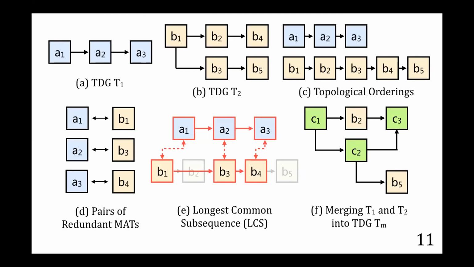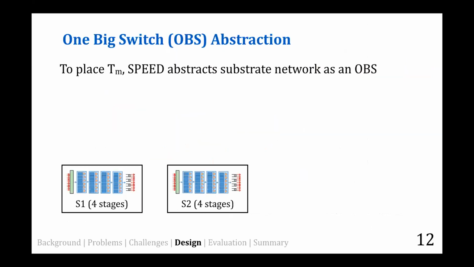According to the LCS, the algorithm merges the two topological orderings by merging the MATs residing in the LCS. It outputs the merged TDG as the compound TDG, TM. After merging TDGs into TM, SPEED abstracts the substrate network into one big switch, or OBS, to deploy TM.